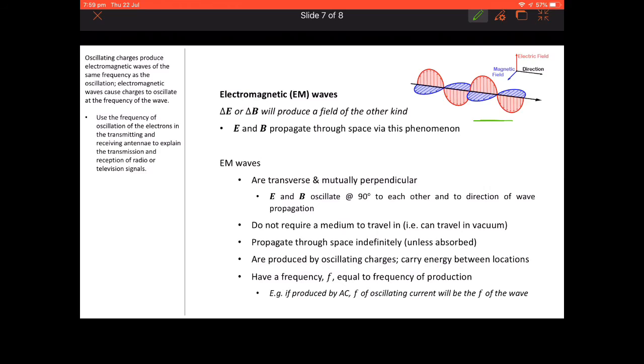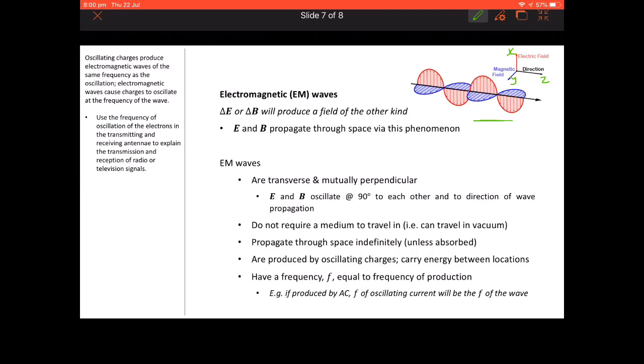So for example, if you had X here, Y here, and Z here, then the electric field would be oscillating in the X plane, the magnetic field would be oscillating in the Y plane, and the electromagnetic wave itself would be propagating in the direction of Z, so in the Z plane.